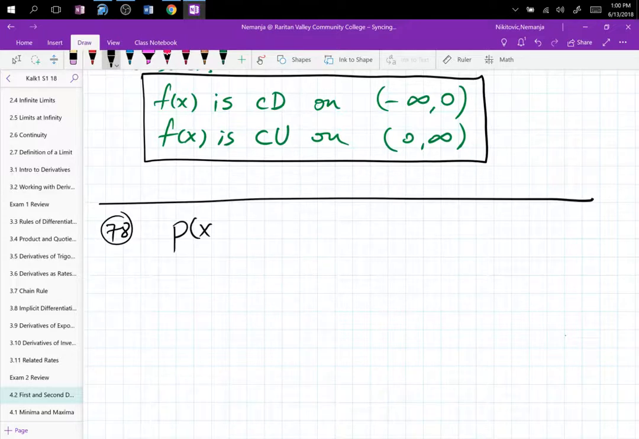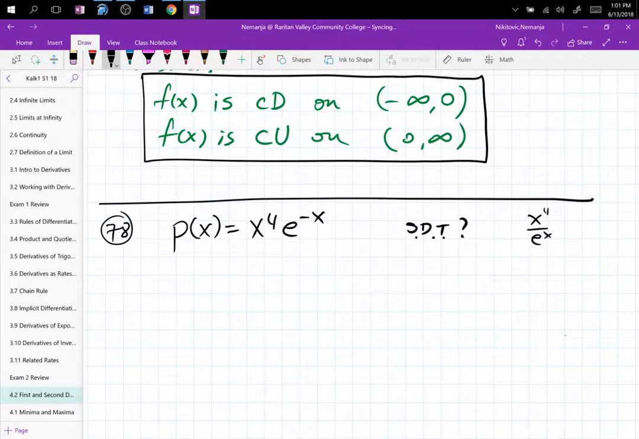They say p of x, f of x, whatever, it doesn't matter: x to the fourth times e to the negative x. Second derivative test, right? So we want to know the concavity. All right, so we can write this as x to the 4 over e to the x and unleash the quotient rule.